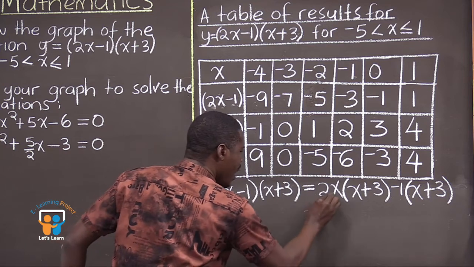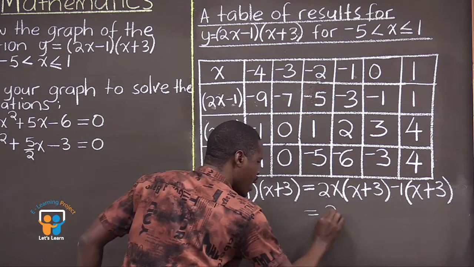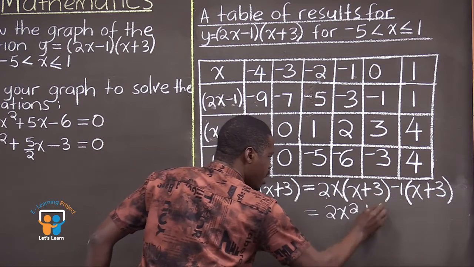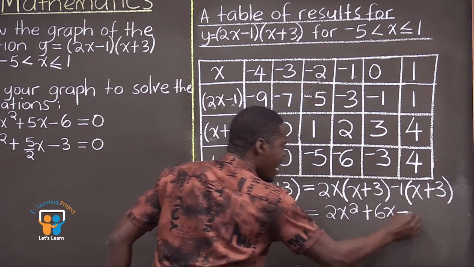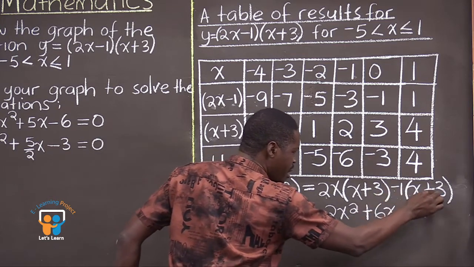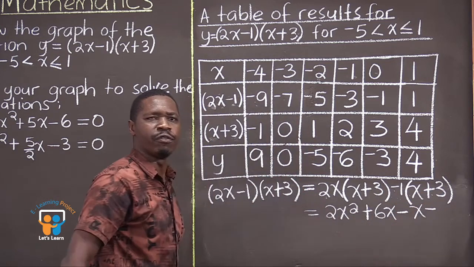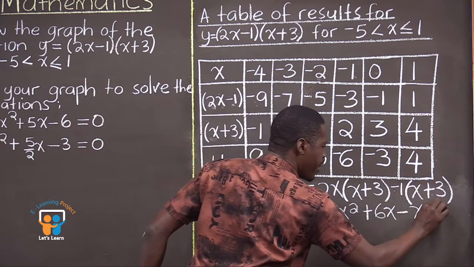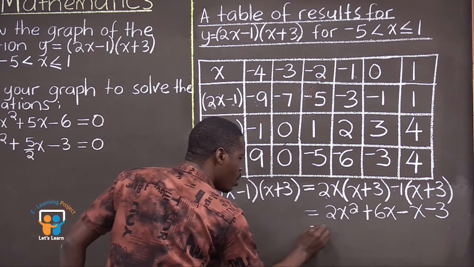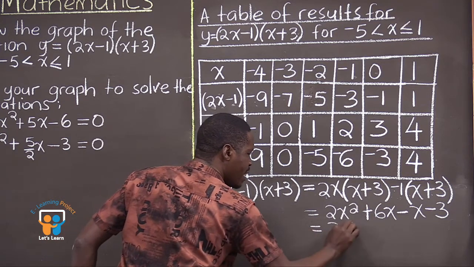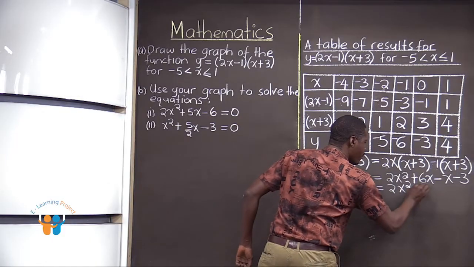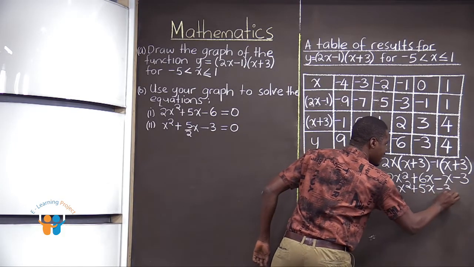This will equal 2x times x to give us 2x squared, plus 2x times 3 to give us 6x, minus 1 times x to give us an x. A negative times a positive gives us a negative. And then 1 times 3 gives us a 3. We are collecting like terms. This will equal 2x squared. 6x minus x will leave us with 5x minus 3.